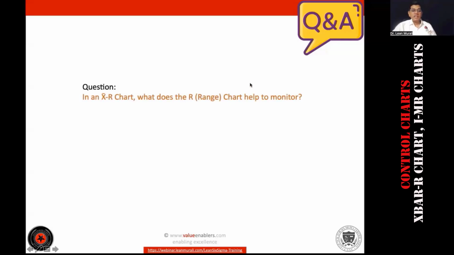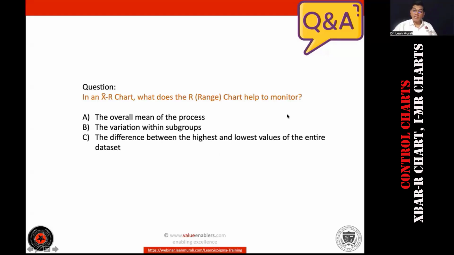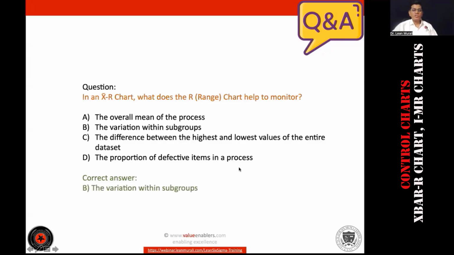The question here is, in the Xbar R chart, what does the range chart help to monitor? Does the range chart help to monitor the overall mean of the process, variation within subgroups, difference between highest and lowest value of the entire data set, or the proportion of defective items in the process? What's the correct answer in your opinion? All right, it looks like people are going closer towards B. Okay, so the variation within subgroups is what the range shows. So this is an in-depth question.